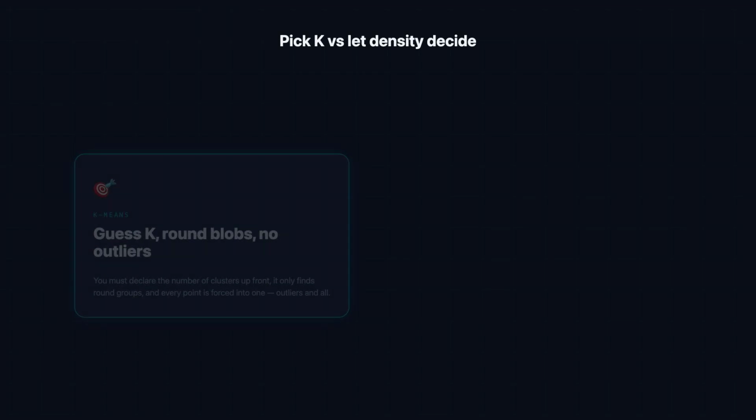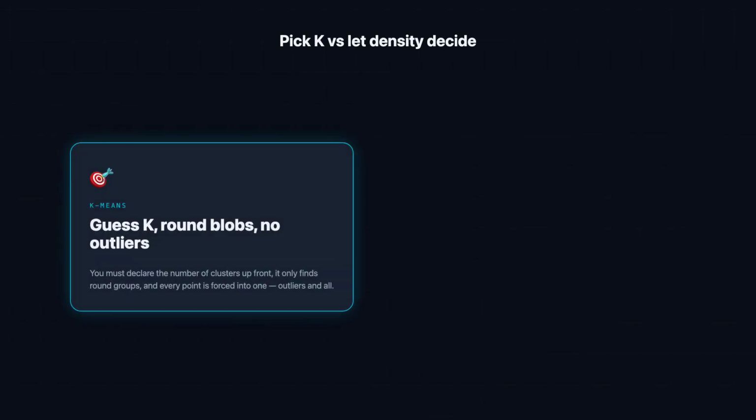First, let's see why DBSCAN thinks so differently from a usual approach. Think about how the classic k-means method works. It demands a number up front. You tell it there are, say, 3 clusters, and it dutifully carves the data into exactly 3 round blobs. Every single point gets forced into some group, even the obvious outliers, and if the true shapes are rings or curves, k-means gets them wrong.